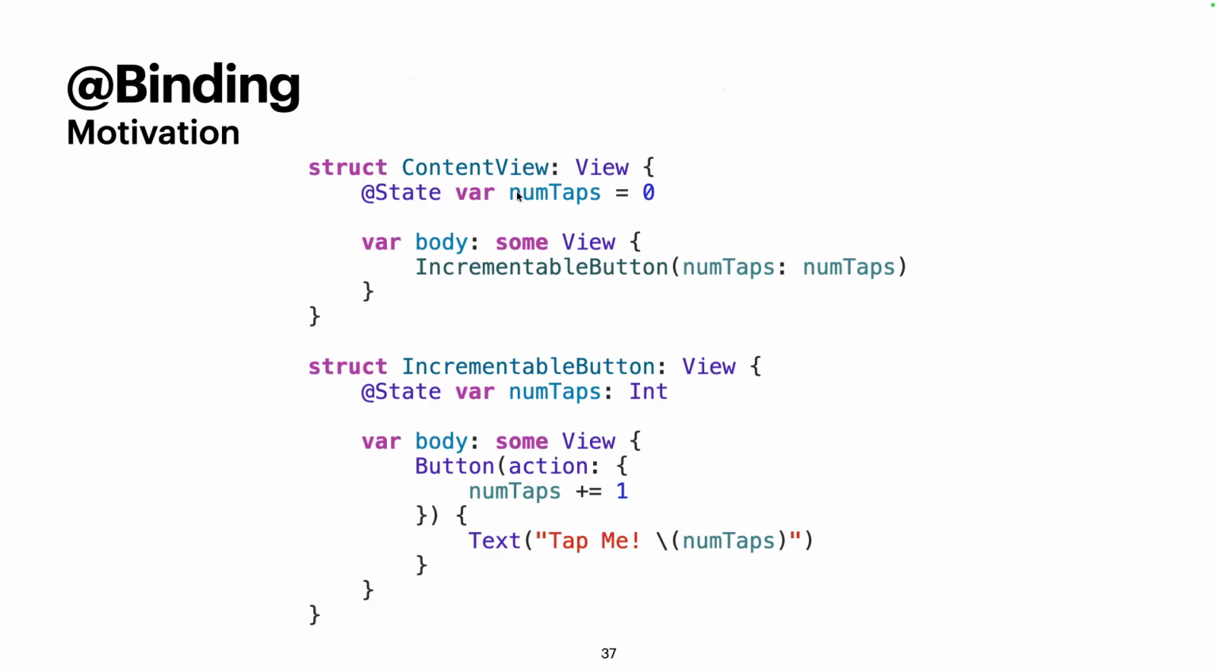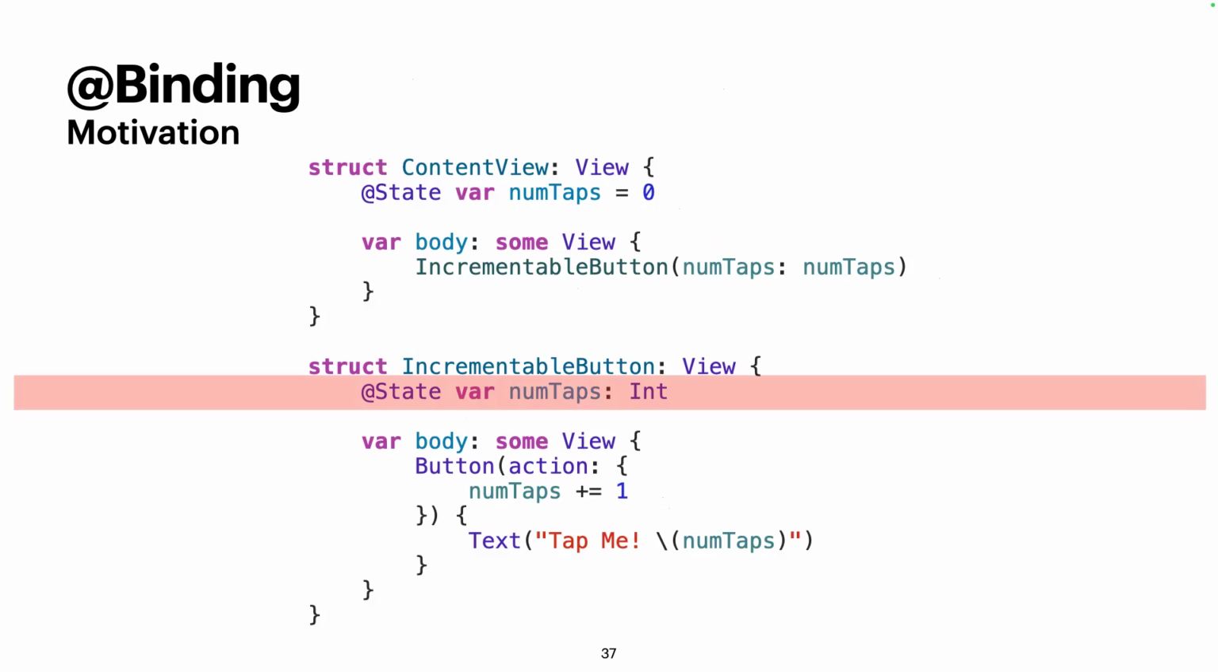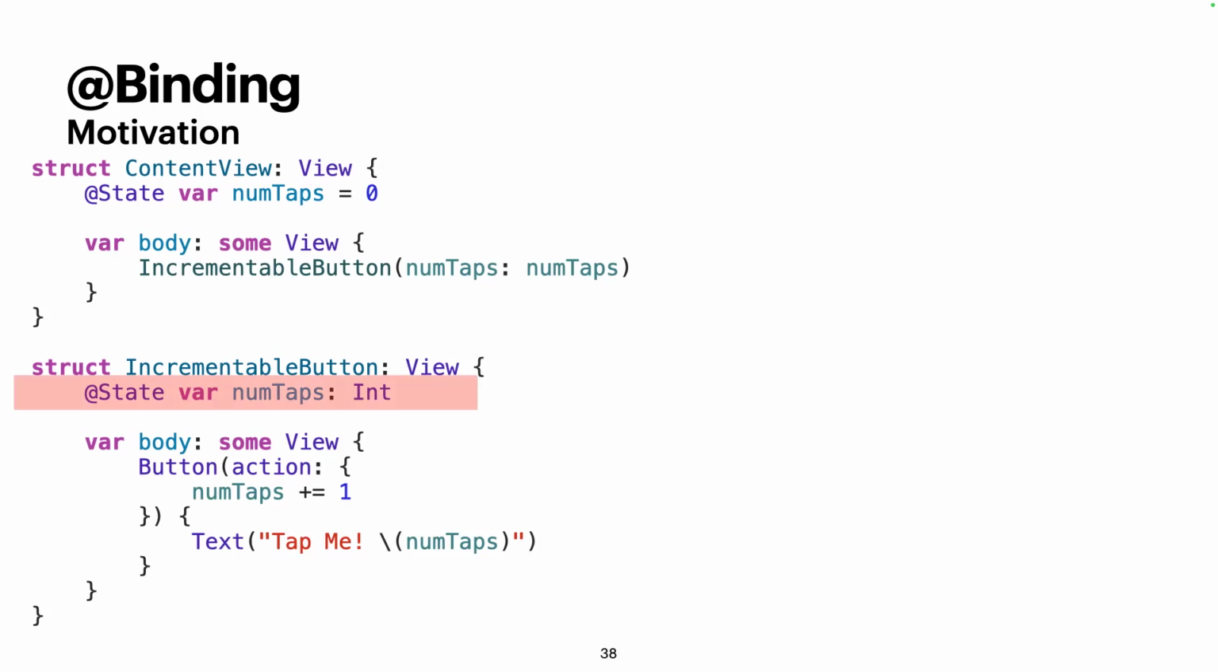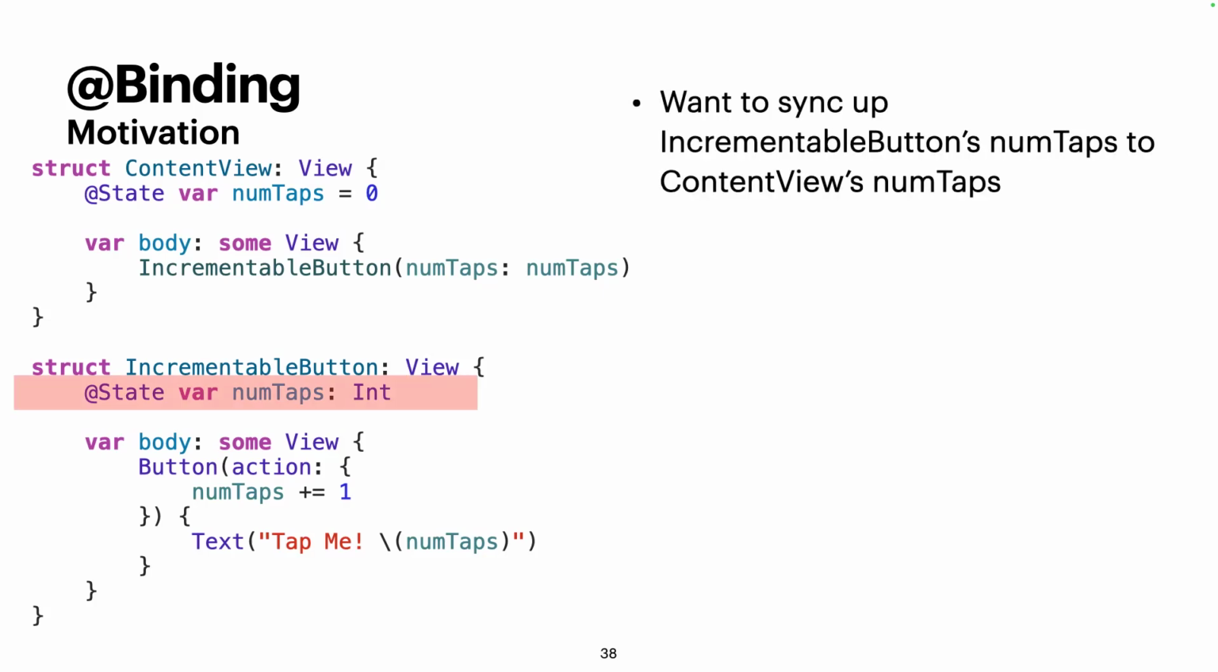We're creating our IncrementableButton here, and then we're passing numTaps. Again, the source of truth is in ContentView, and we're passing it to numTaps. This is how we can get numTaps into IncrementableButton so that we can use it here and here. But like I mentioned before, an @State declares a source of truth. The issue here is that we have two @States. Our goal is to have a single numTaps, one source of truth. Where should that source of truth lie? It should lie in the parent view, in ContentView. And what we want to do is sync up these numTaps here to numTaps here.